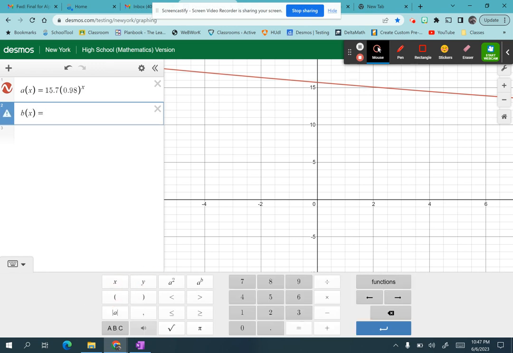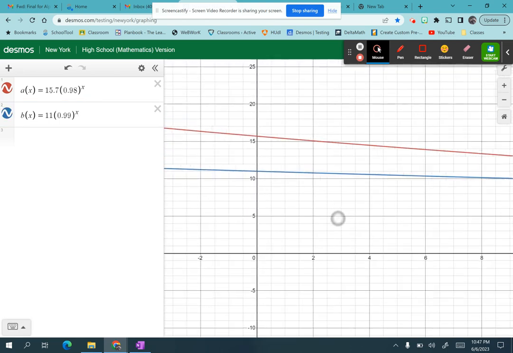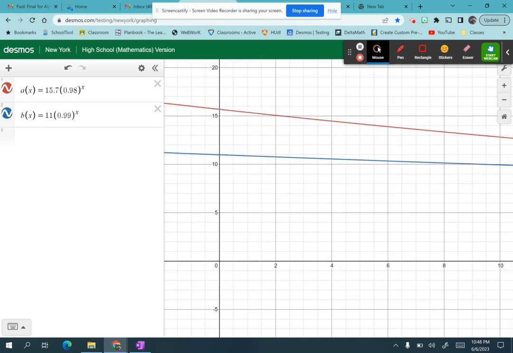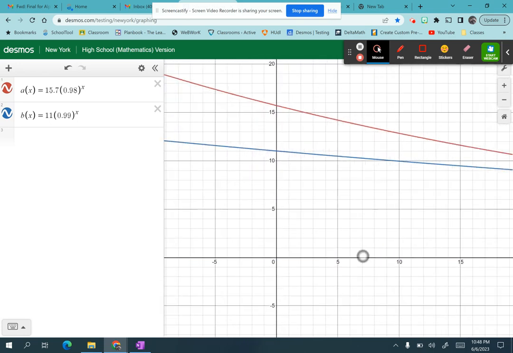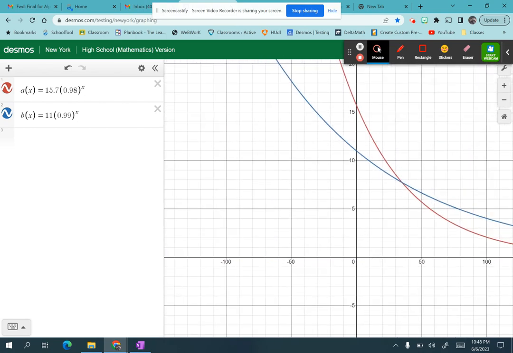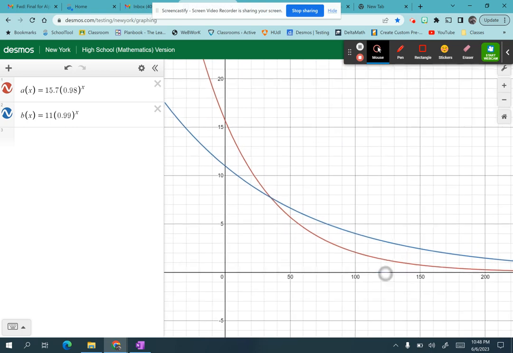And we will set that equal to 11 times 0.99 to the x as well. And I'm going to recreate the scale that they have on paper. So the y values went up to about 20 and the x values went all the way out to 100. So this is what we want our graph to look like essentially if we scale it correctly, right? So we should have something that looks like this on our paper.